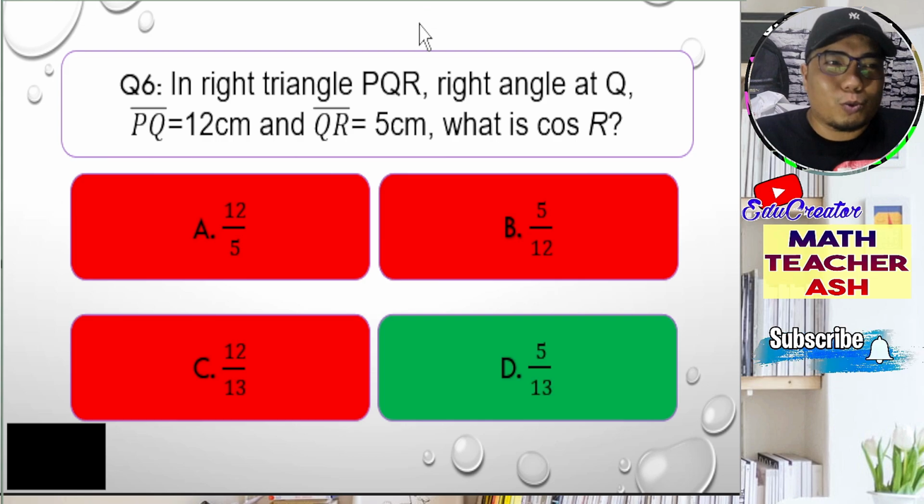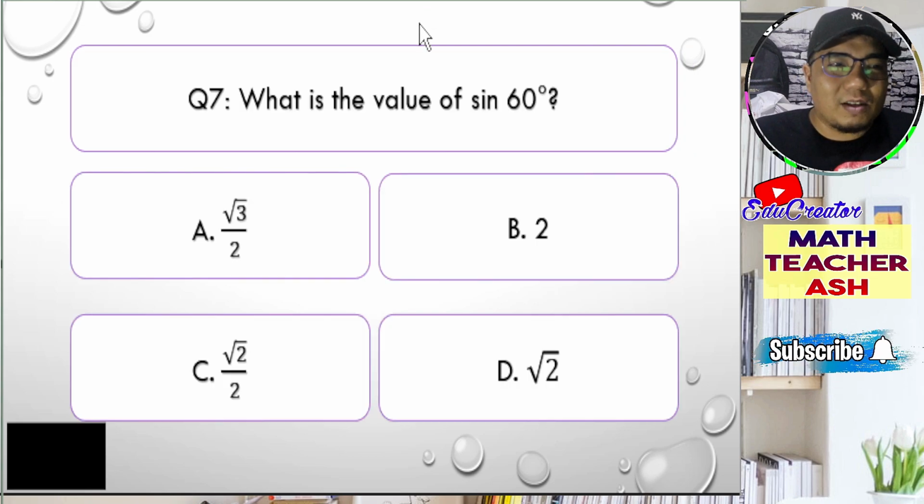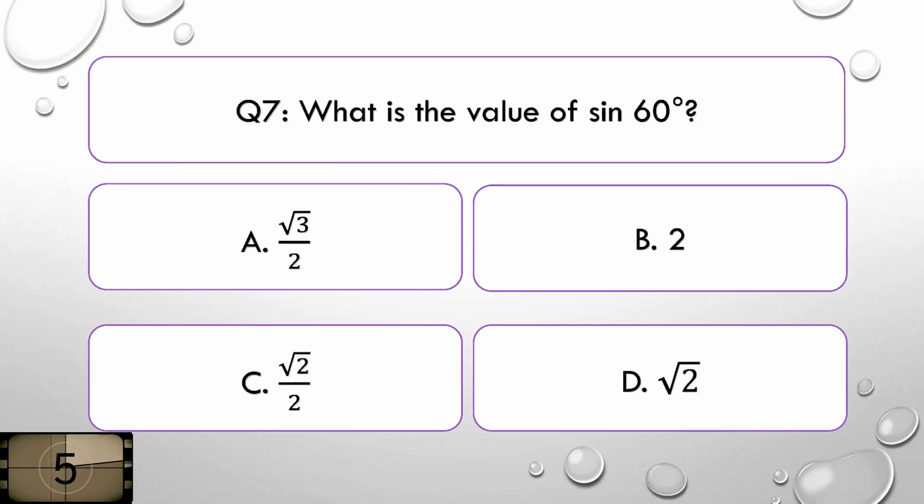Now let us go to question number 7. What is the value of sine 60? Is it A, square root of 3 over 2, B, 2, C, square root of 2 over 2, or D, square root of 2? I'll give you 5 seconds to think about your answer.